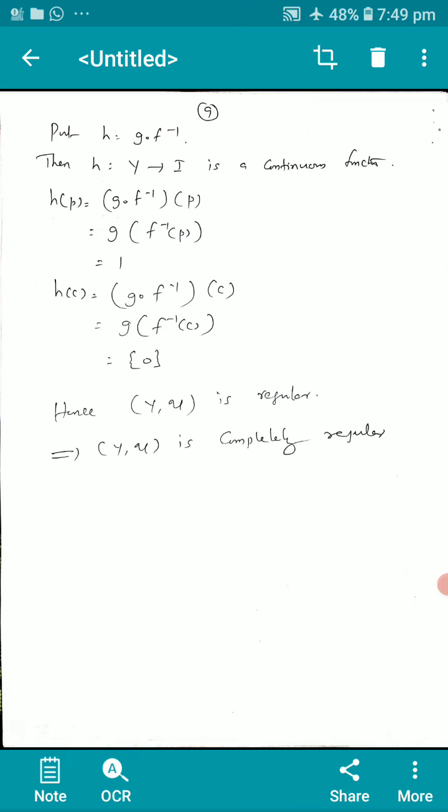That's all about this section, the second section, that is regular and completely regular spaces, and it is 9 pages of notes. It's also given here. You go through the video properly, refer to the notes, and any confusion means we can discuss in the class.